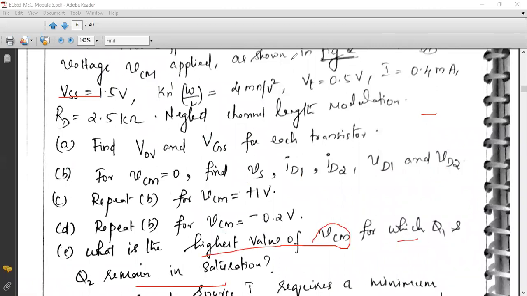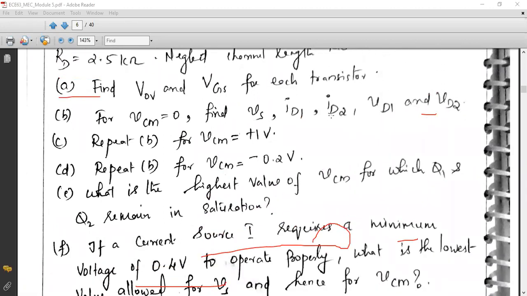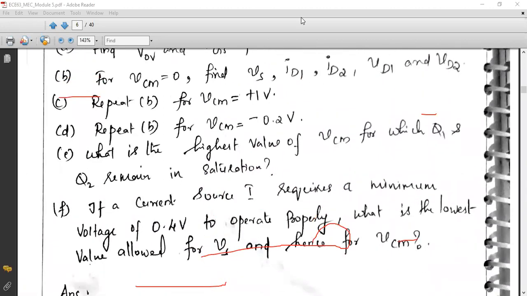in the saturation region. And the last question: if a current source capital I requires a minimum voltage of 0.4 volt, that means across the current source we have a voltage equal to 0.4 volt, and based upon this we need to calculate the lowest allowable value of Vs. We are going to find the minimum value of Vs, and thereby we need to find VCM, that is minimum VCM.